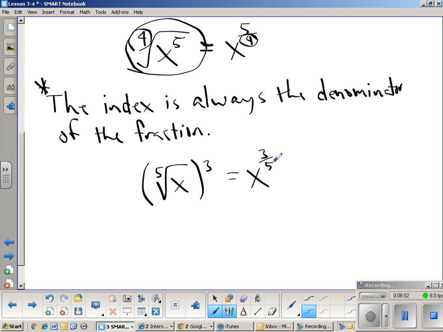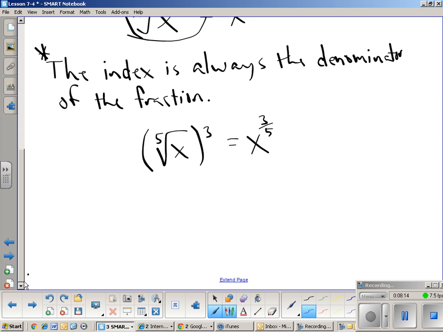Again, the index becomes the denominator, and the power becomes the numerator. Okay? Any questions on that? All we're doing is practicing rewriting them, so we understand how to change them back and forth.